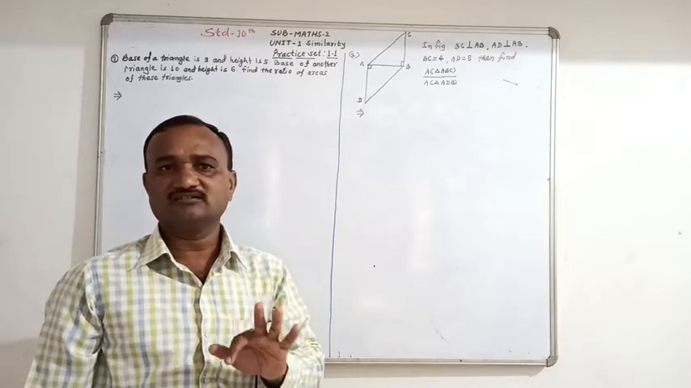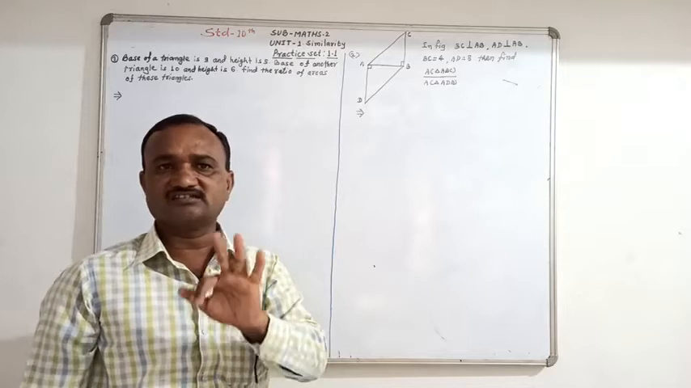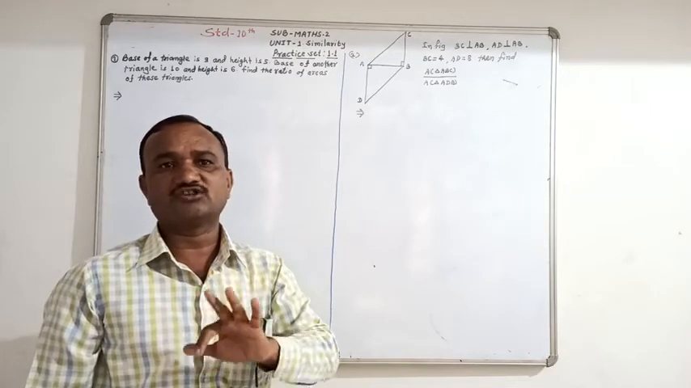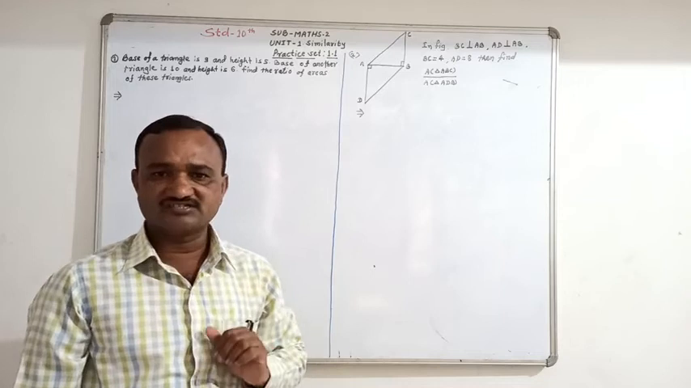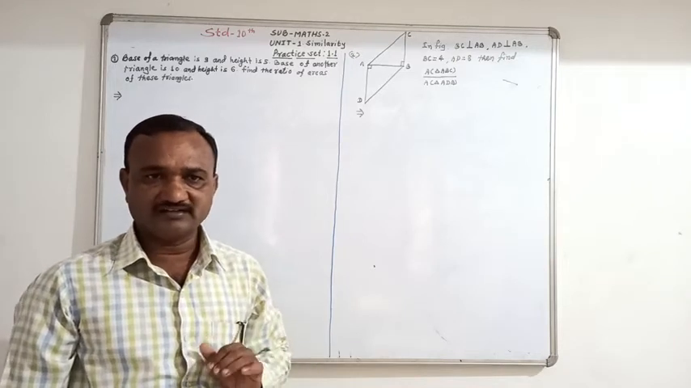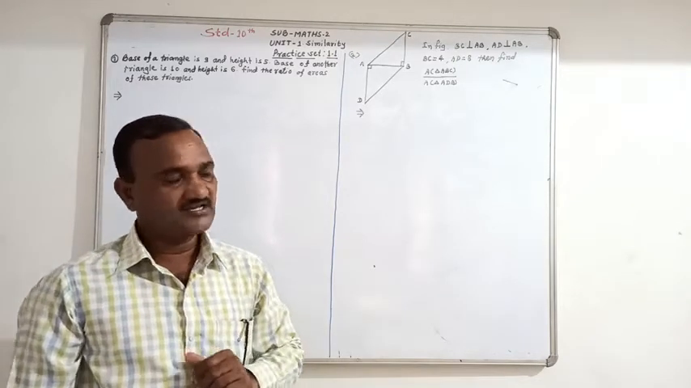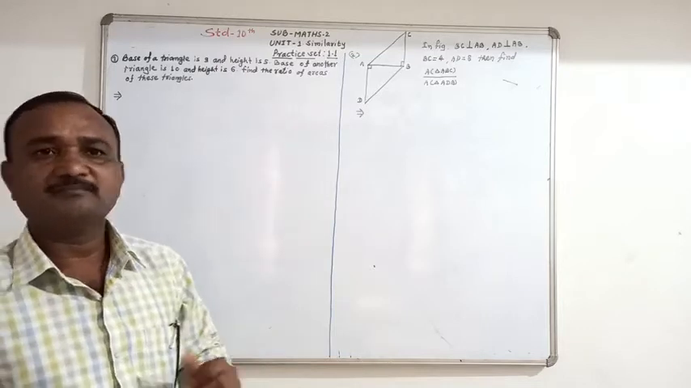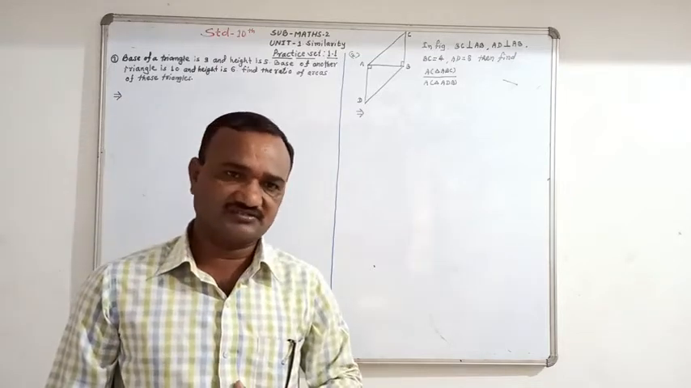So any example you can solve. First you can think three questions and answer the three questions to get the answer of the given example. First, what is given? Second, what is to be found? And third one, how to find. So in this example, what is given there? Base and height of both triangles is given.